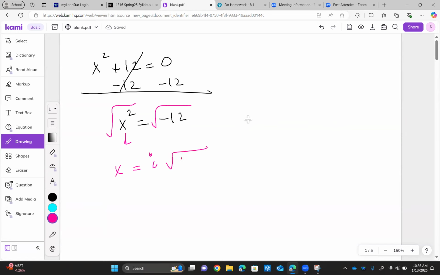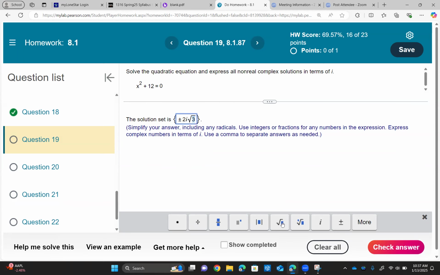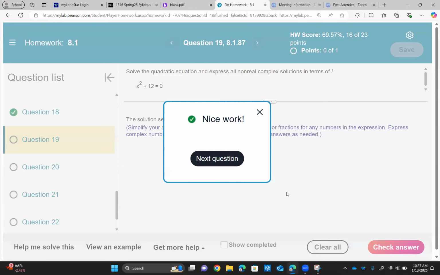And for 12, we can just replace it as 4 times 3 for now. So x will stay, i will be here, and 4 is going to come outside as 2, and 3 will stay here. But don't forget, we will always have two solutions for these quadratic equations. The expected answer is positive and negative 2i radical 3. There is a button for plus and minus, so I don't have to repeat my solution twice. I can tell them that the solution is positive and negative 2i radical 3 for this question.